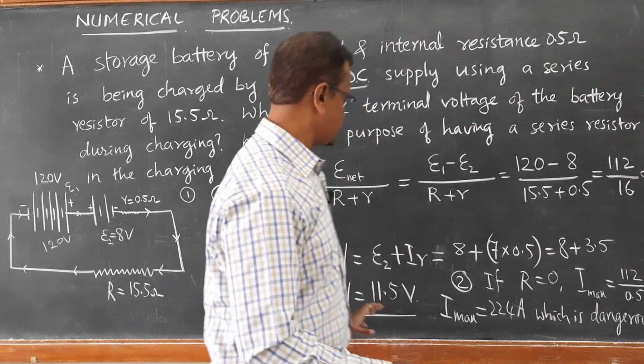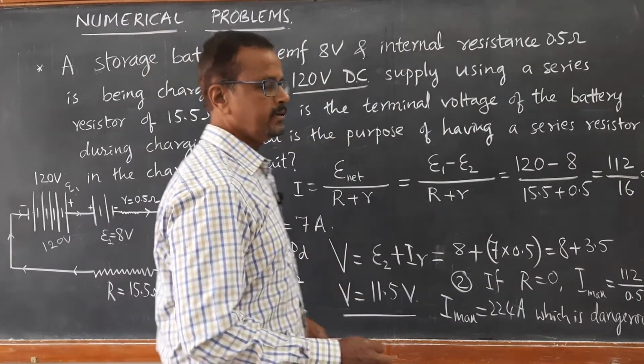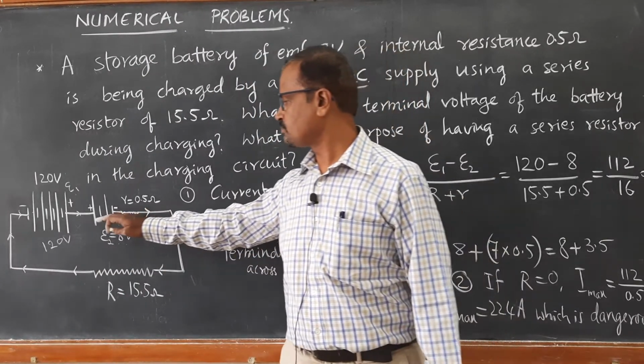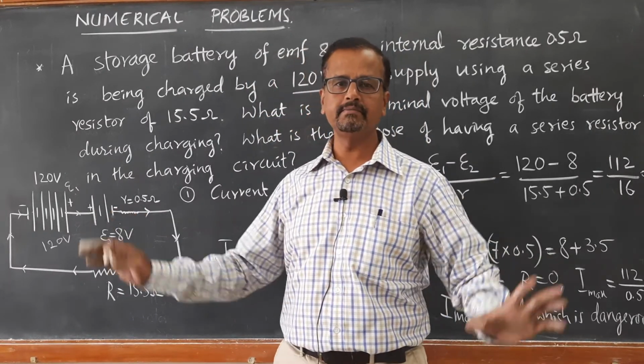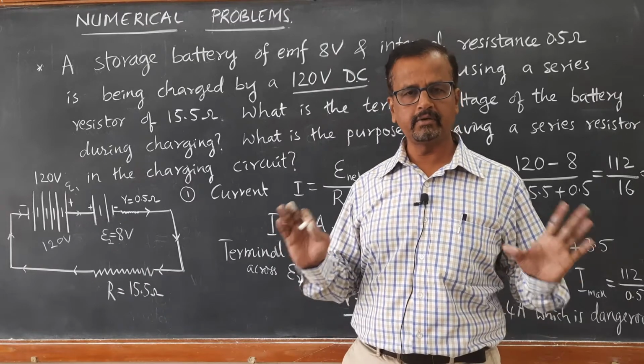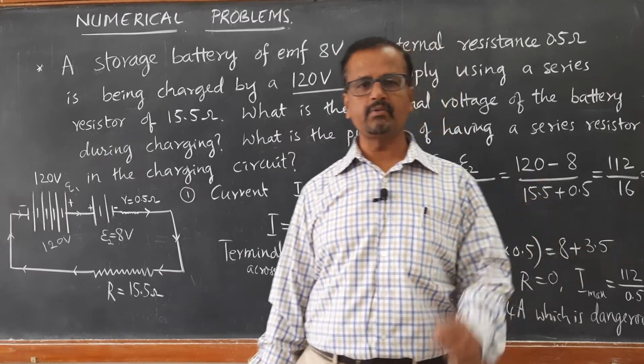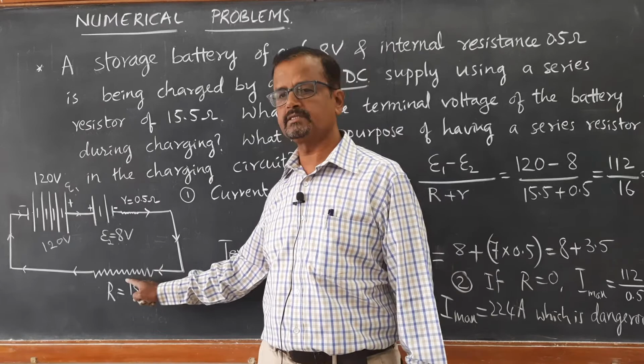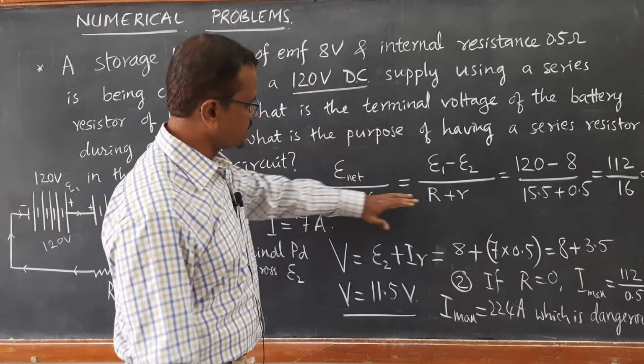As a result, what happens? This cell will be totally spoiled. This battery will be totally burnt. So it will be undergoing breakdown. This is the reason why a series resistor is always taken, so that after taking the series resistor, you can see the current is limited.